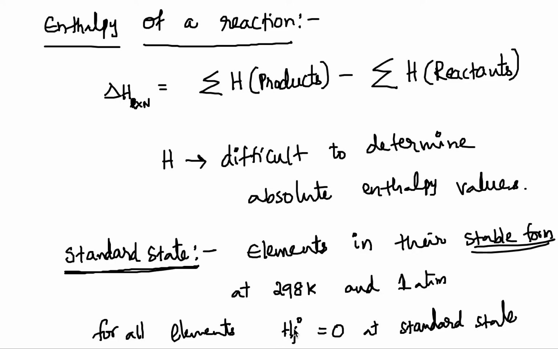Now let's go to what the standard state is. We already defined that an element in its stable form at 298 Kelvin and 1 atmosphere is known as the standard state, and the arbitrarily assigned value for the enthalpy at standard state is 0. Now let's talk a little bit more about the standard state.